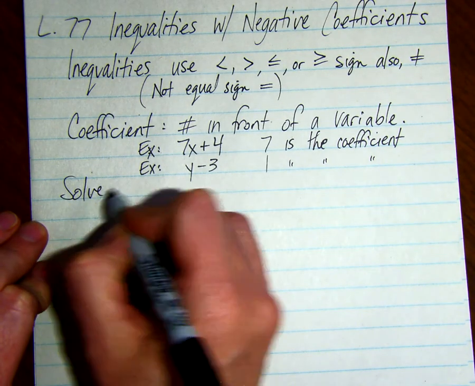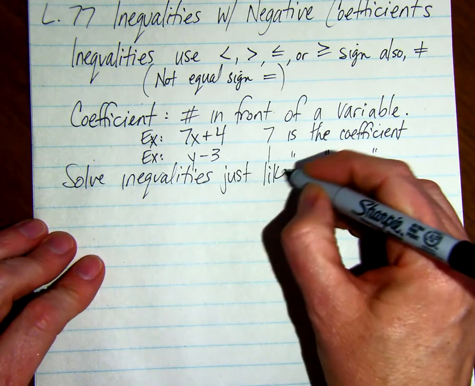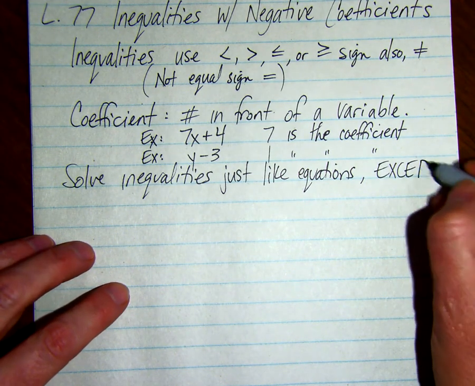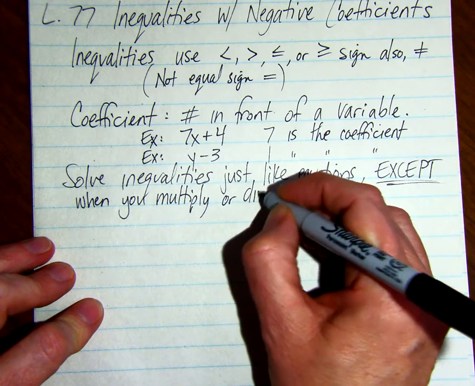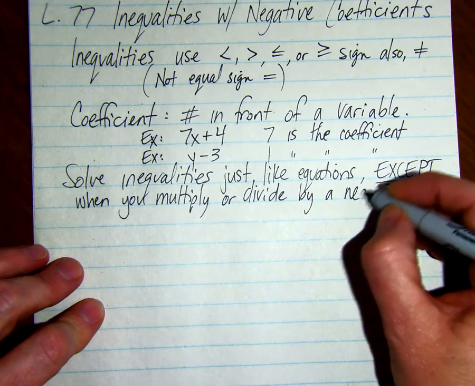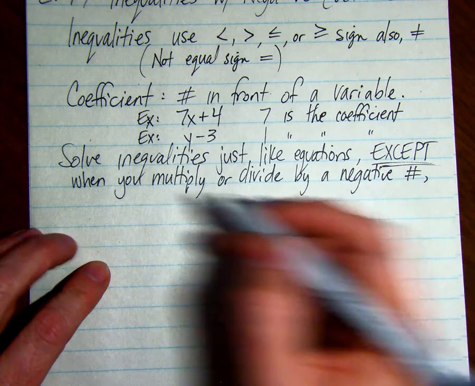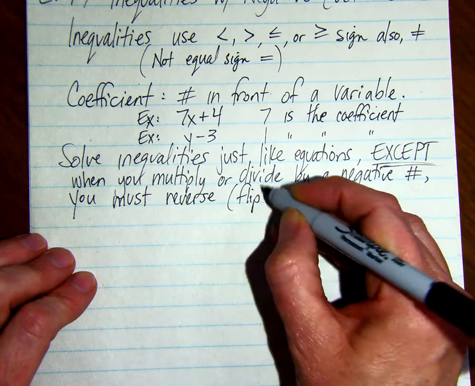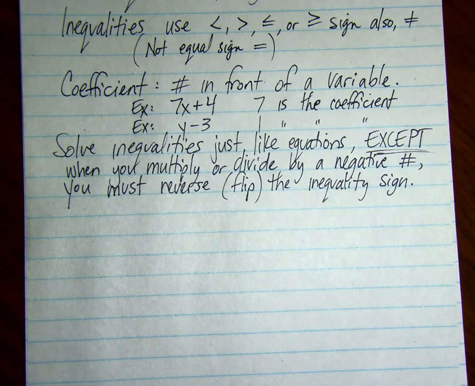You solve inequalities just like they were equations. So just the same way as if there were an equal sign. Except there's one exception. When you multiply or divide by a negative number, you must reverse or flip the inequality sign. It's very, very important when you're solving inequalities. We haven't had to do this yet, so this is kind of a new thing.